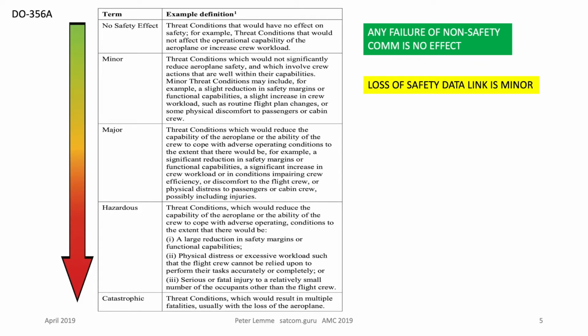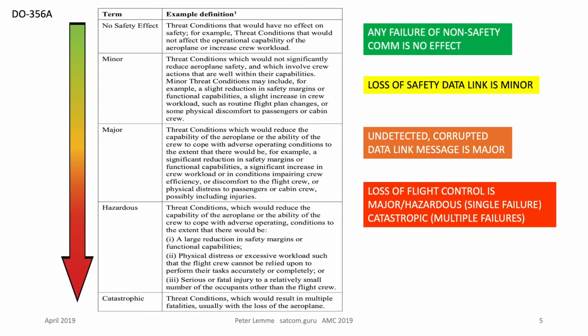If you take safety data link away, so the L-band SATCOM system goes down and you don't have ACARS out over the ocean, that has a minor effect on the airplane. If you deliver data link messages to a pilot and you've changed those messages and you don't know that those messages have been changed, that actually is a major failure, the corruption of data or misleading data.